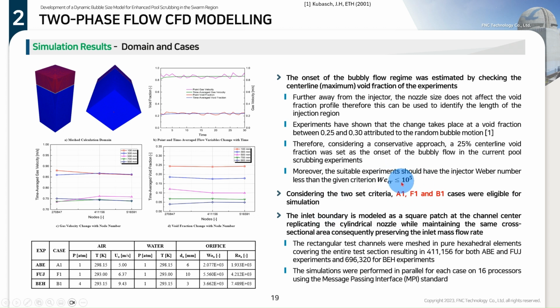One thing should be remembered: this research is constrained by 2 things. One is the critical Weber number, which should be less than 10 to the 5, and the other is the bubble flow, where the central maximum void fraction should be less than 25%.